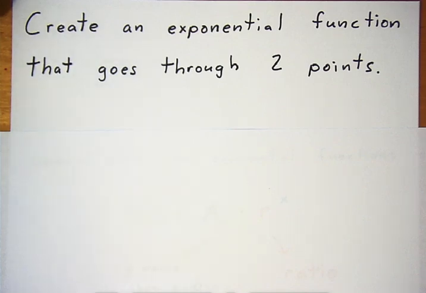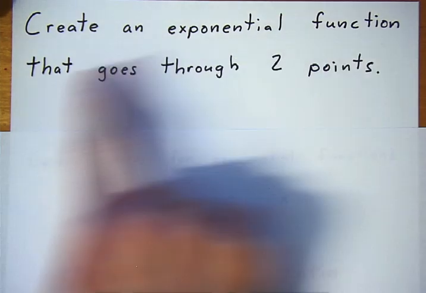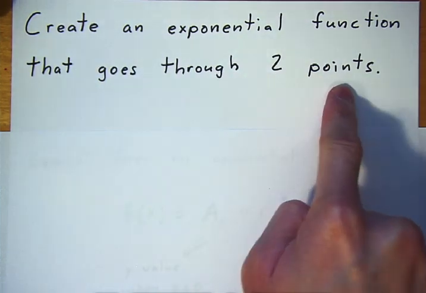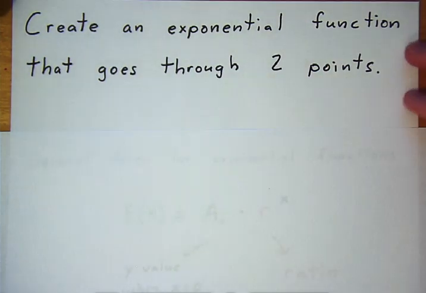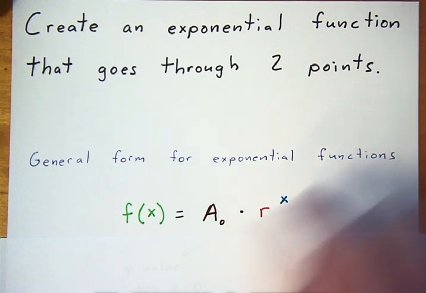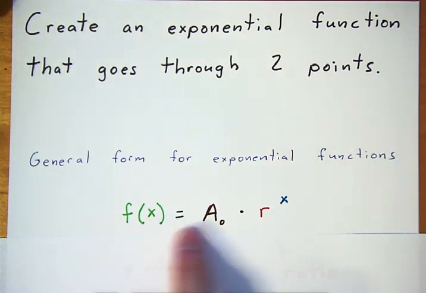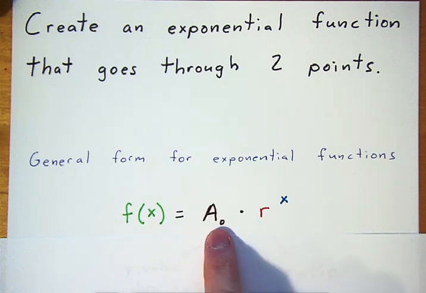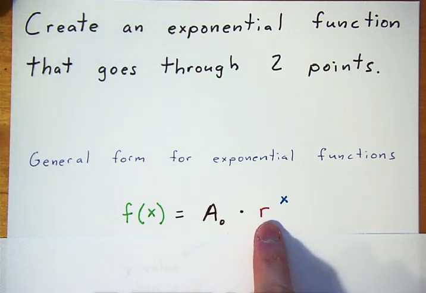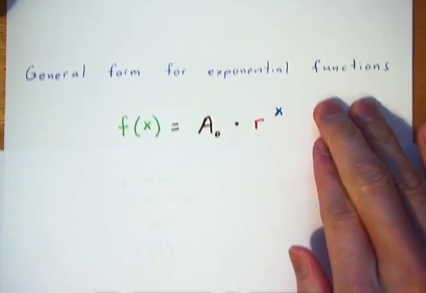This video is on how to create an exponential function that goes through 2 points. So the general equation for an exponential function looks like this, where you have your f of x, or basically your y, is equal to some number times your ratio with the x in the exponent. So this is your general exponential form.